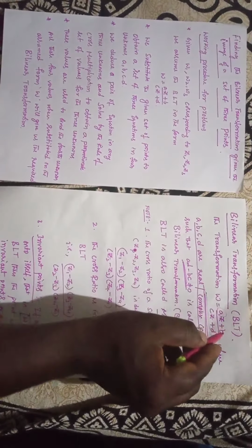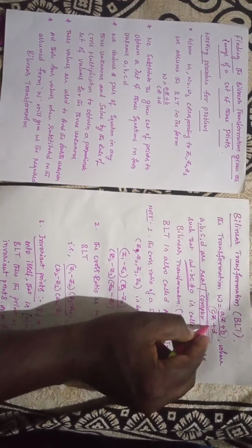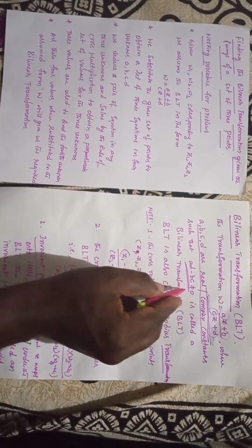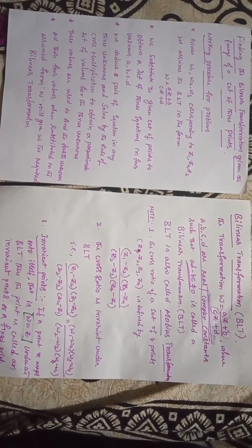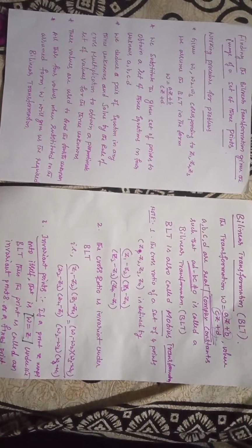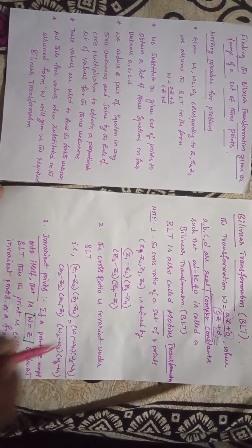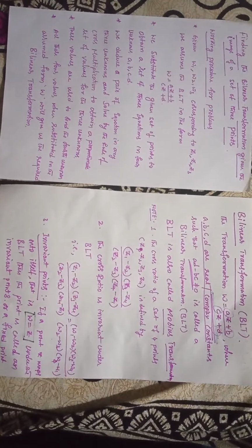Here A is a constant, B is a constant, C is a constant, D is a constant. AD minus BC not equal to 0. This is called bilinear transformation or BLT. So this is our bilinear transformation of any complex plane.